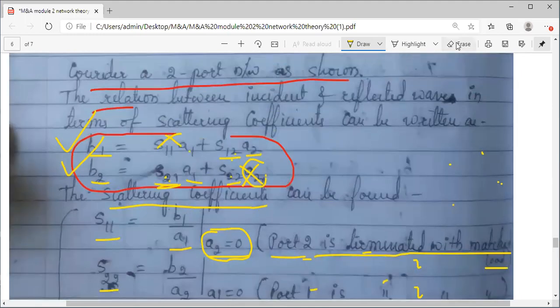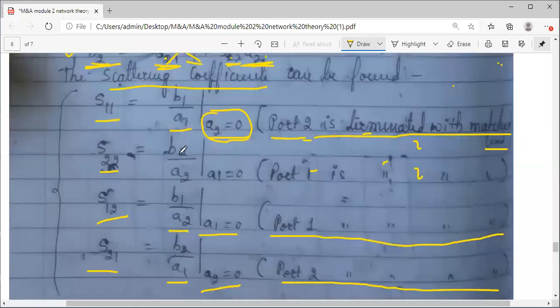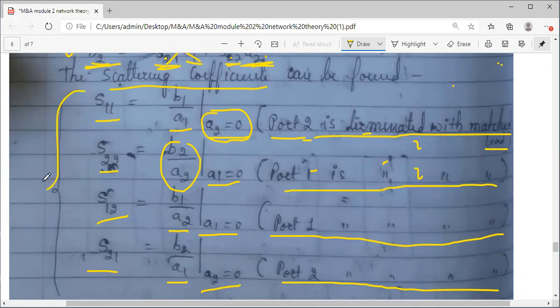And the last one, S22. How can you get S22? I don't want A1. It is the ratio of B2 by A2, keeping A1 equal to 0. A1 equal to 0 indicates port 1 is terminated with the matched load. So these 4 parameters we can find under these conditions. What are the conditions? Making either A1 or A2 equal to 0, you can find the different S values.